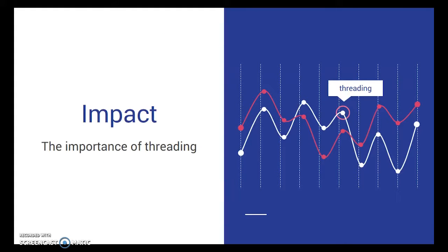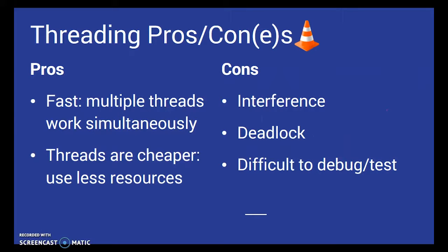All right, now we're going to talk about the impact and the importance of threading. So we have some threading pros and cons. Some pros of multi-threading are that it's fast. Multiple threads within a process can share the same data space and therefore communicate with each other more easily than if they were separate processes. And threads are also cheaper, and they don't require much memory.